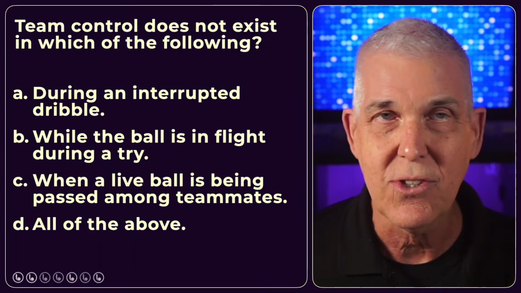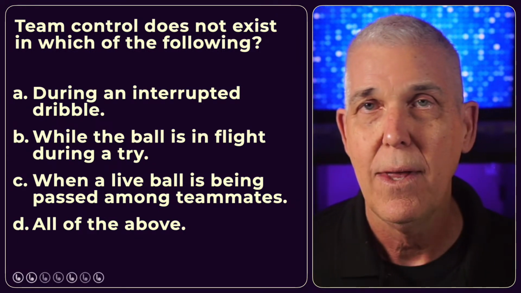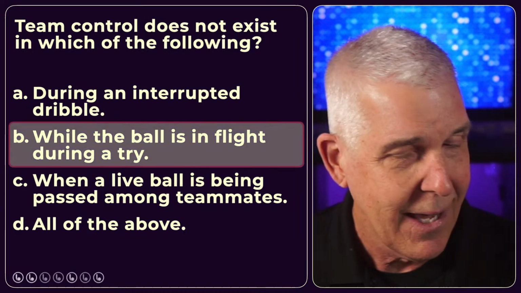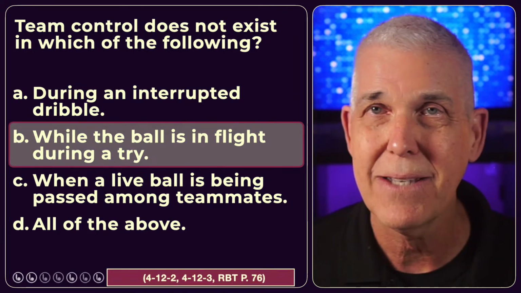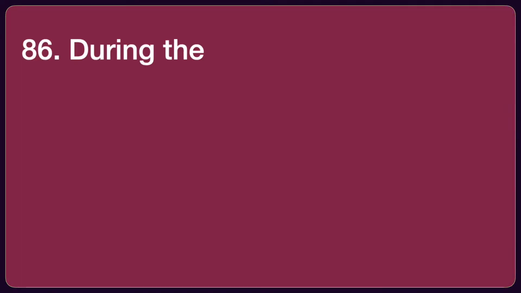If we look at answer C, when a live ball is being passed among teammates, we know that team control continues in that situation. Our correct answer here, easy one. It's about status. We got to know that. Got to know status. Moving on.